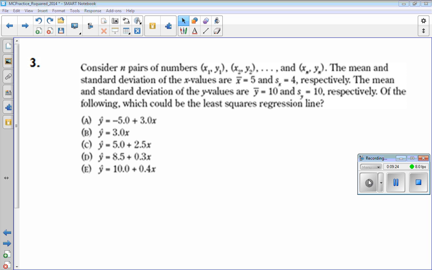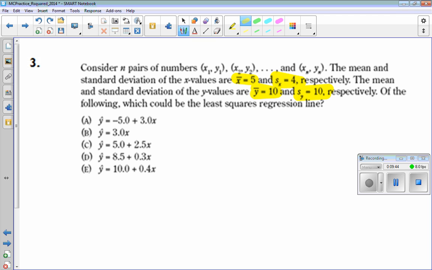So we have a lot of information here, okay? We have some points here. We're given some mean and standard deviations. So I'm going to highlight some important things. The mean of x is 5. The mean of y is 10. I'm also told that the standard deviation of x is 4 and the standard deviation of y is 10.